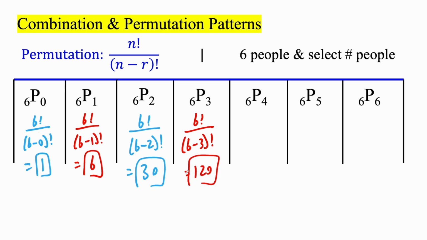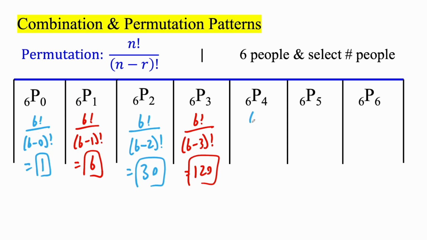I suppose real quick we can show one of them. So 6 factorial divided by 3 factorial. That's the same thing as saying 6 times 5 times 4 times 3 factorial divided by 3 factorial. They cancel out. 6 times 5 is 30. 30 times 4 is 120. Alright, let's clear this out.